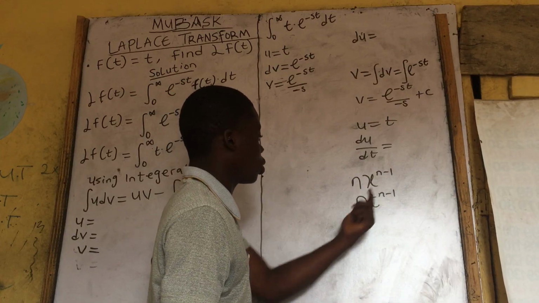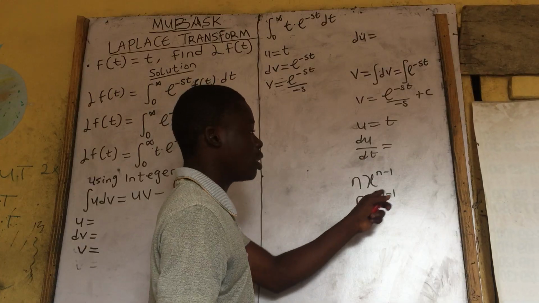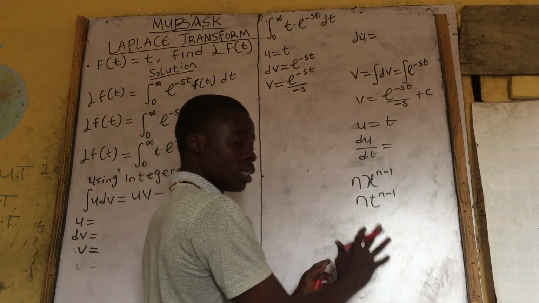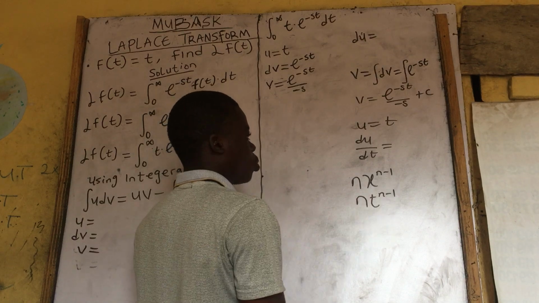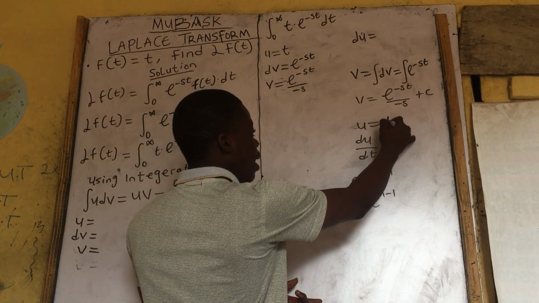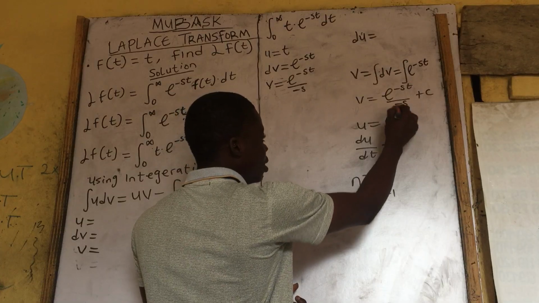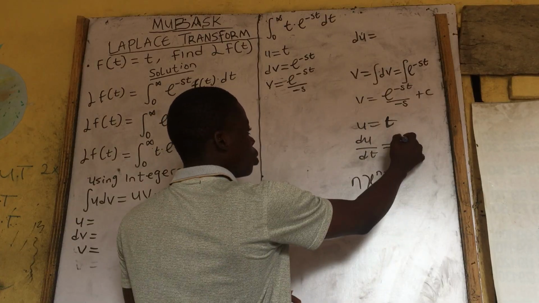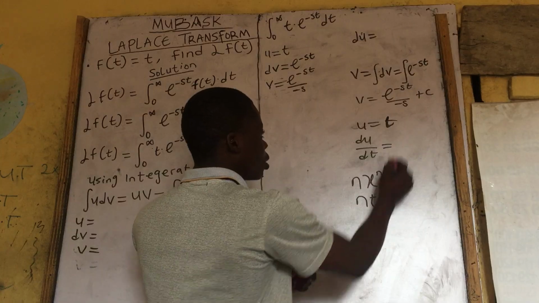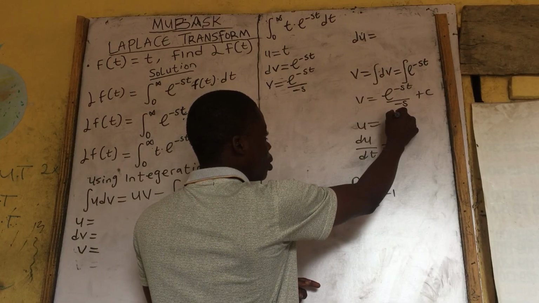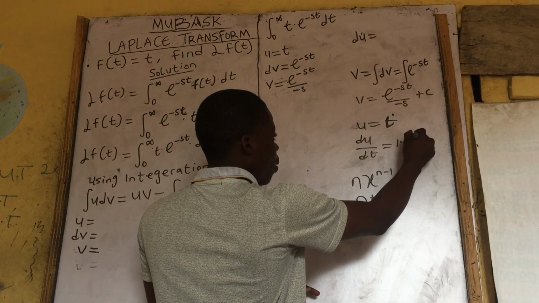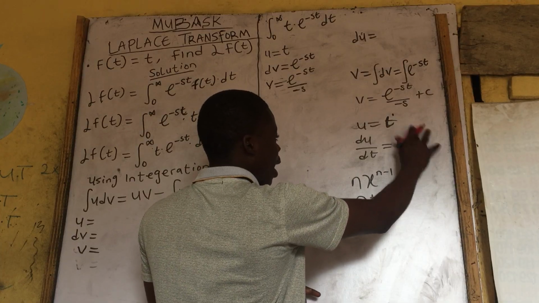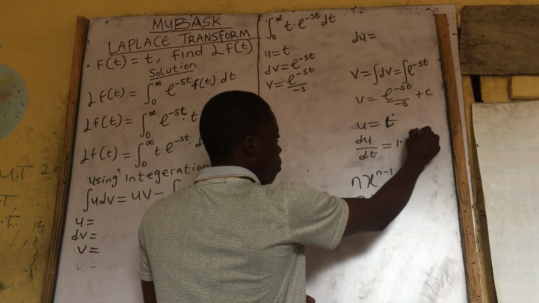So by substituting it, our n is our power. When you want to differentiate, we bring down the power n and subtract 1 from it. By differentiating t, the t will change to 1. What is our power? Our power is 1. 1 times t raised to power n, where n is 1. 1 minus 1.